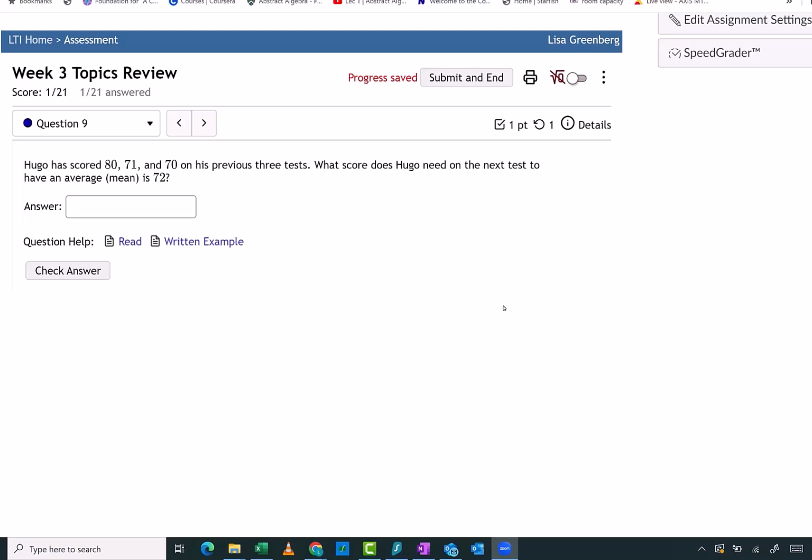Hugo has scored an 80, a 71, and a 70 on his 3 previous tests. What score does Hugo need on the next test to have an average where the mean is 72? How do I calculate averages?